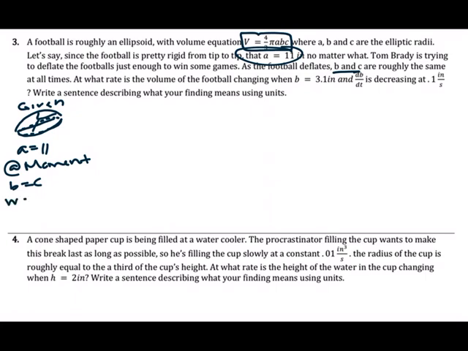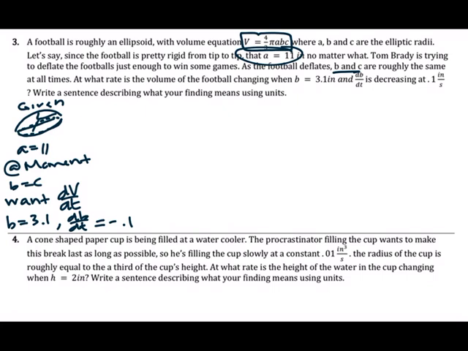We're being asked for the rate of change of the volume at the moment when B is 3.1 and dB/dt is decreasing, so negative 0.1 inches per second. So looking over this, I've identified all of the given information. Now I need a formula that ties them together.